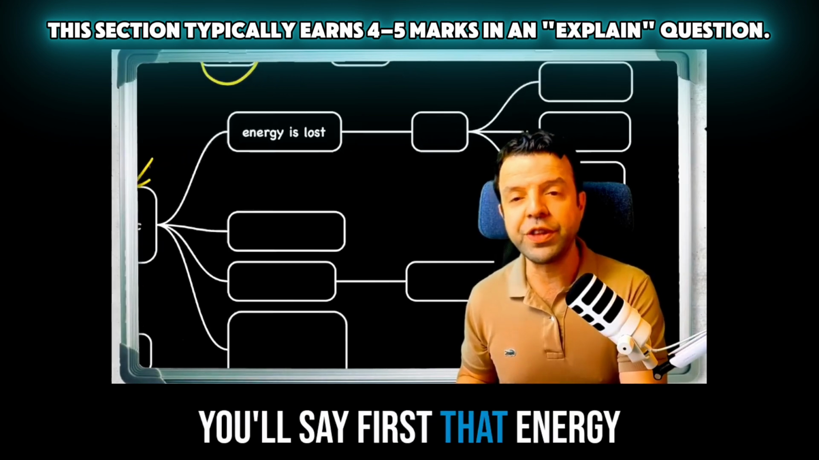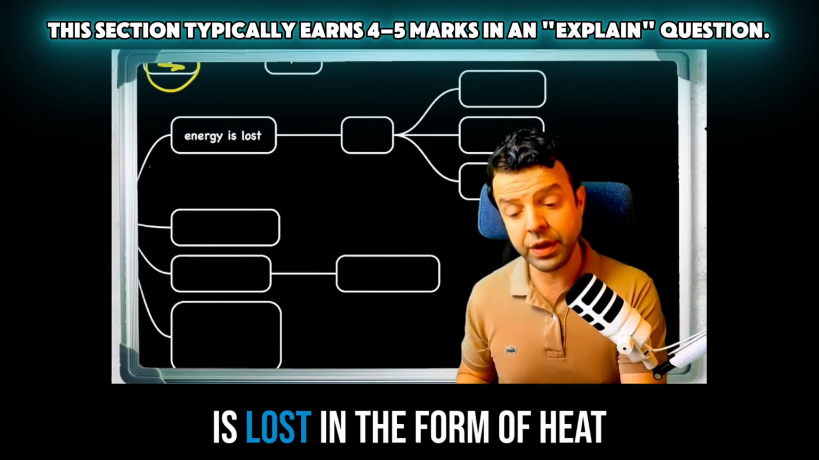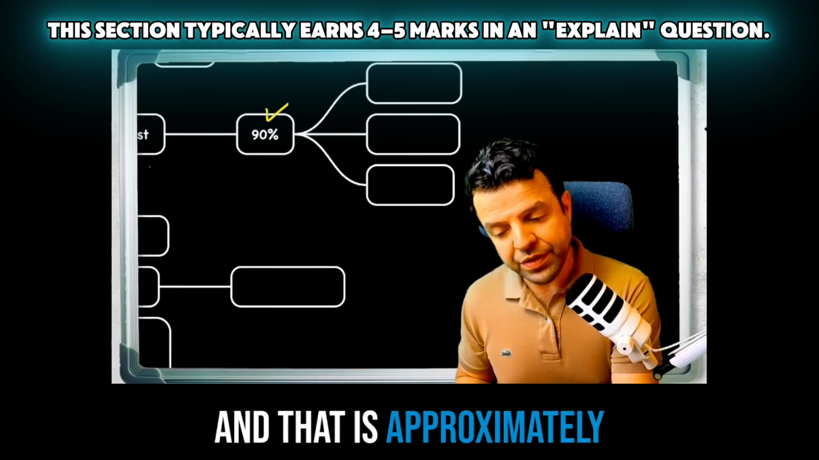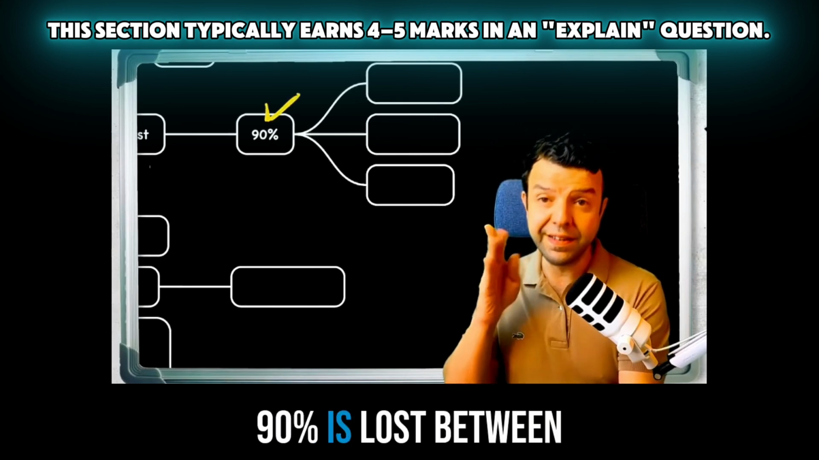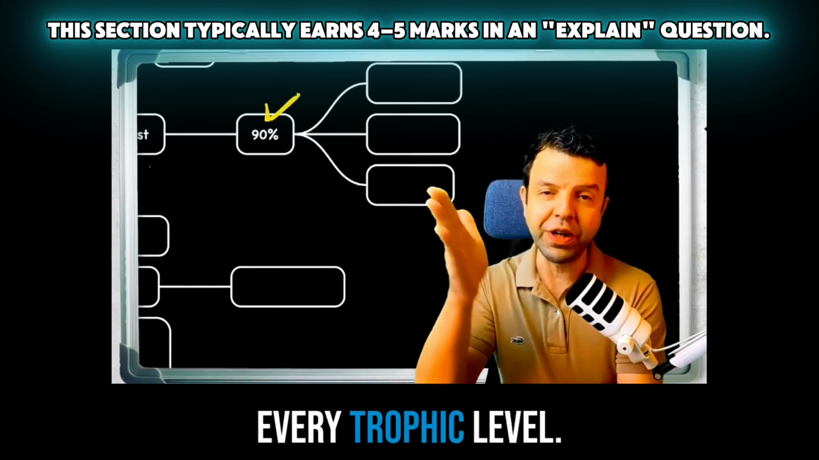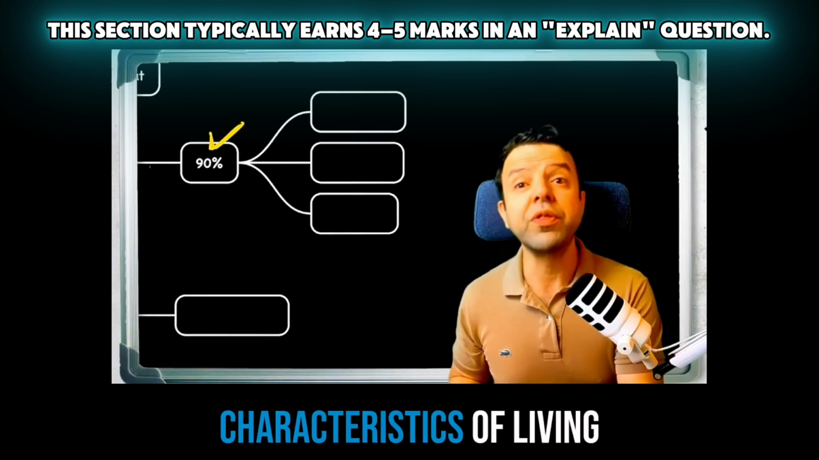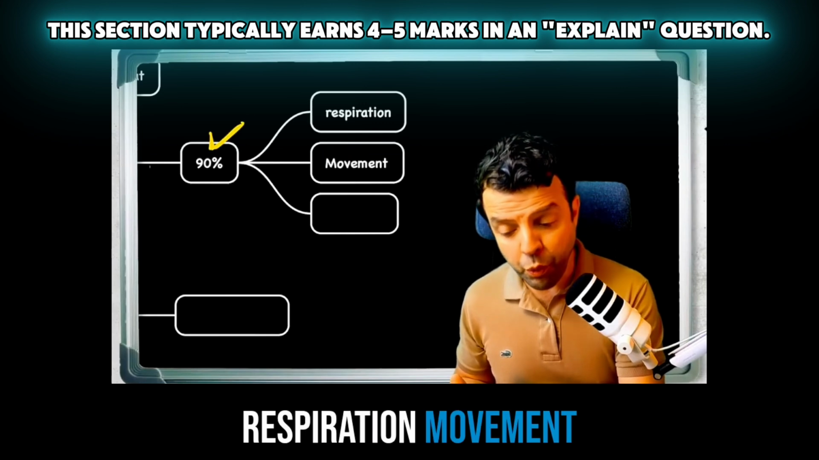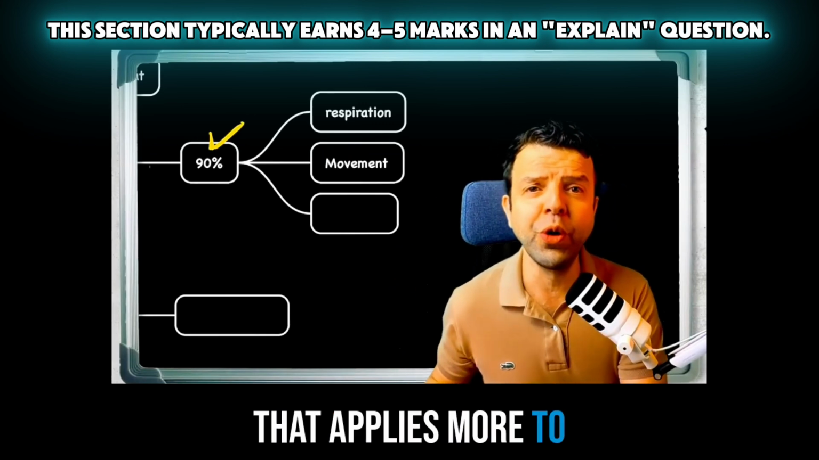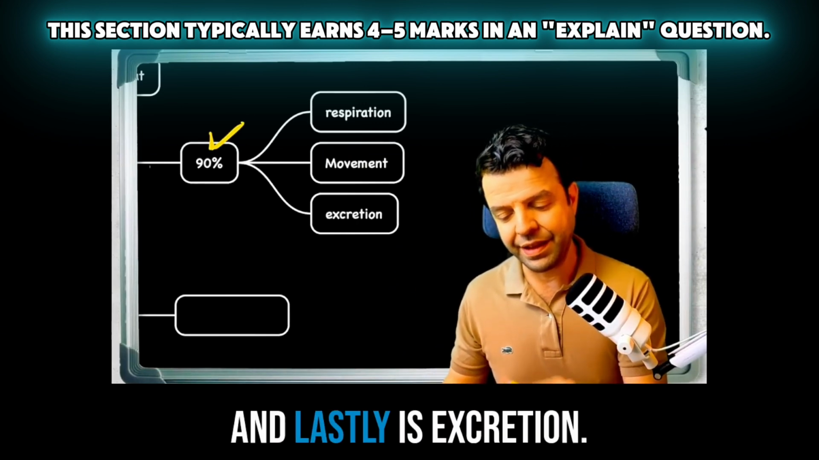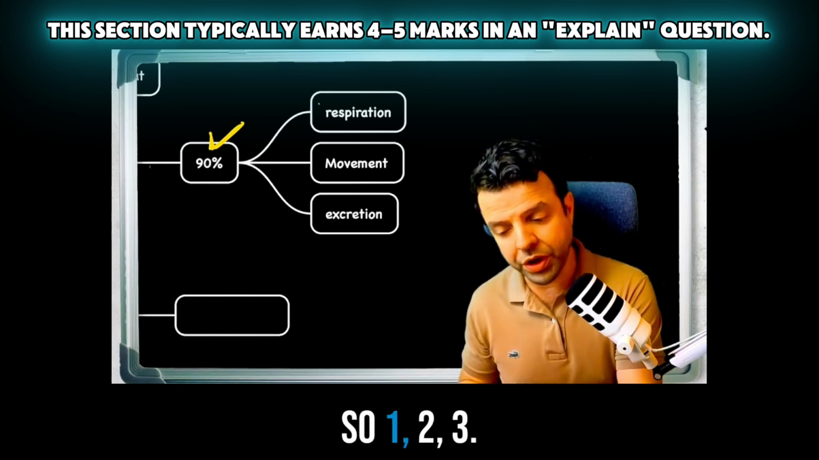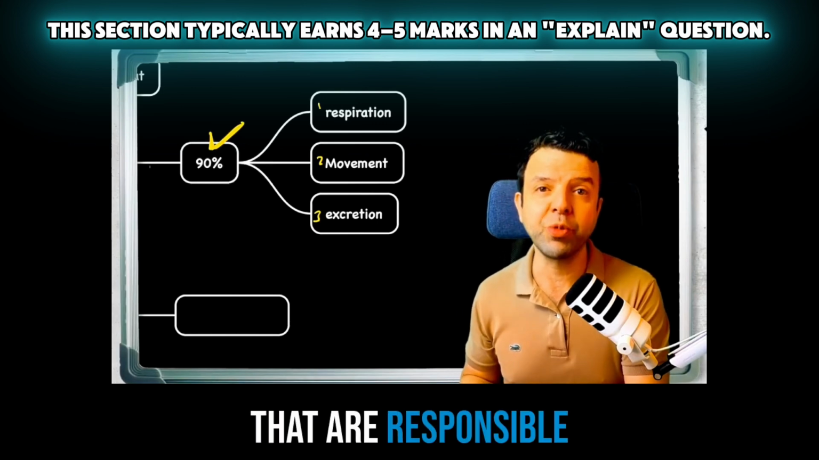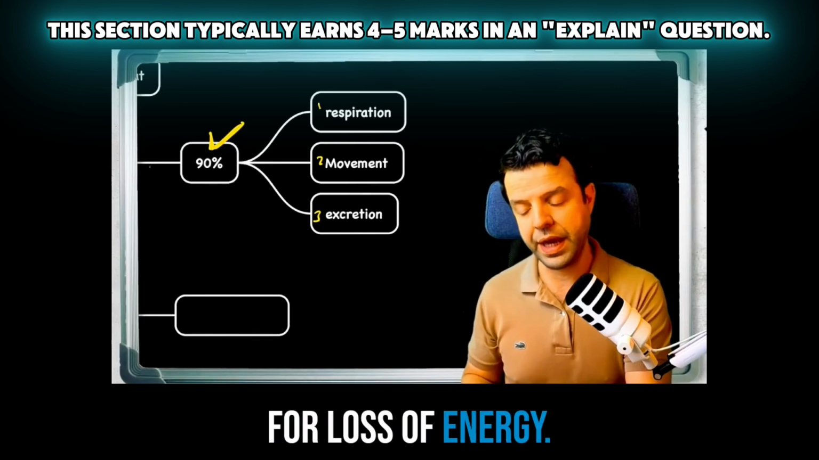You will say first that energy is lost in the form of heat, and approximately 90% is lost between every trophic level. And this has to do with characteristics of living things, which is mainly respiration, movement that applies more to animals than plants, and lastly excretion. So 1, 2, 3, these are the main processes that are responsible for loss of energy.